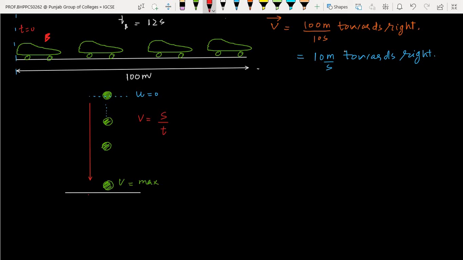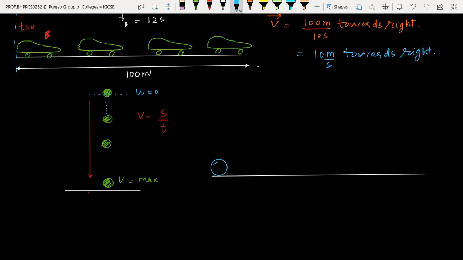In another example, this is a football that has been kicked by a footballer, and it will adopt this path and make a projectile motion. During its motion, it will follow this trajectory, this path.